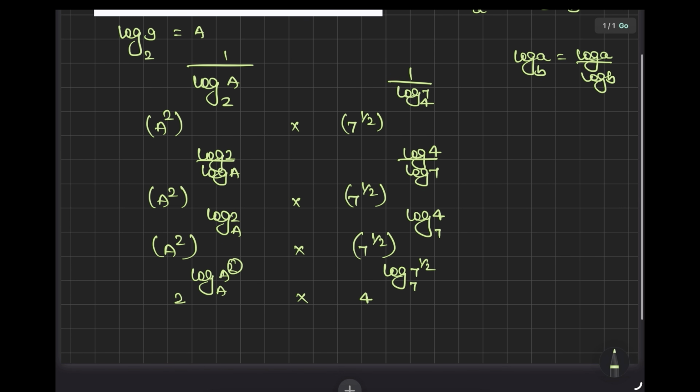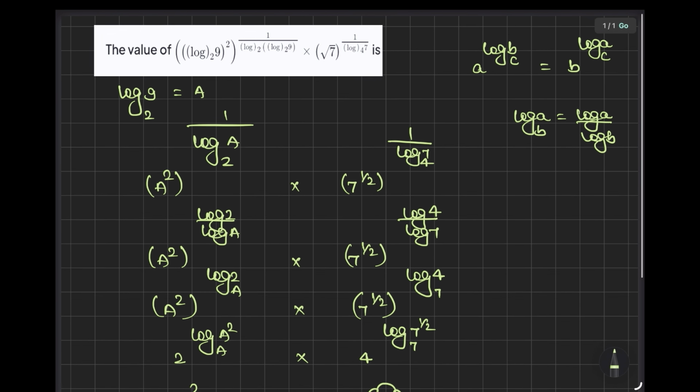Now I will take this power as the coefficient. We know that if anything is in the power of the argument, it comes as a coefficient. So 2 power 2 log a base a becomes 1. Same goes over here. This 1 by 2 will come as the coefficient, and log 7 base 7 will become 1. So 4 power 1 by 2 is nothing but 2. Okay, so if you simplify the thing, you will get 8. Hence the required value is 8.